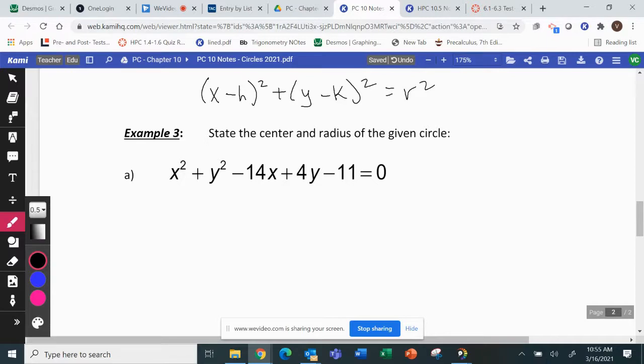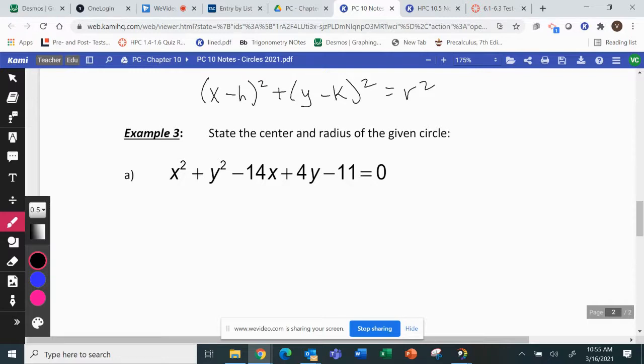There's more than one term that has x or y. So like there's an x squared and there's an x term. There's a y squared and there's a y term. What else is different about this equation? Kira, what's something different about this equation? It equals 0. And if we have a radius of 0, do we have a circle? Okay. So what's happening is this is not in that form.